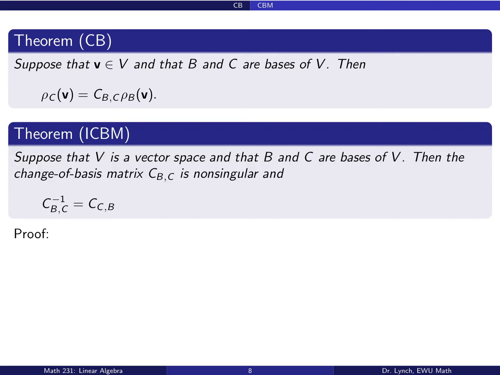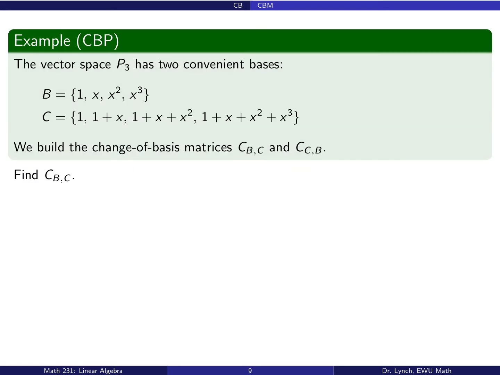The next theorem is a little more straightforward, intuitive. If we want to go backward from B to C, it's the same as going from C to B inverse. I'll just let you think about that proof and read it in the book. In any case, we can go ahead and build these change of basis matrices for these two bases. So here we'll start off by writing the elements in B as linear combinations of the elements in C, coordinatizing the elements in B with respect to the basis C.